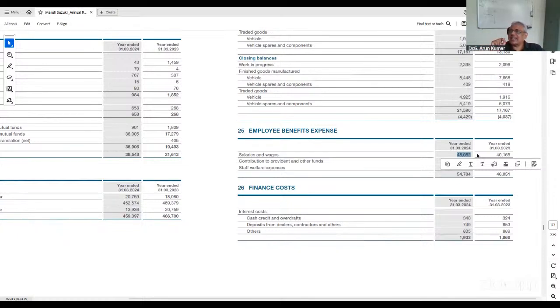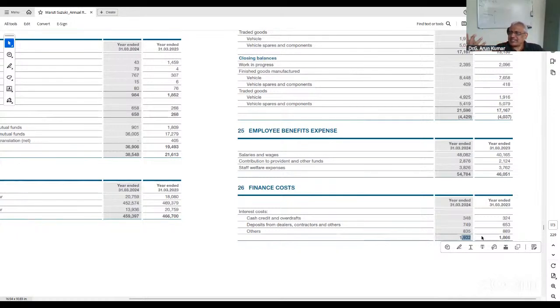Is that an analysis? Yes, that is an analysis. Why is that an analysis? Because I need to know what is the percentage of money that is going for my employees and staff. What is the percentage going for raw materials? What is the percentage going for my finance cost? Because if I borrow more, my finance cost is high.